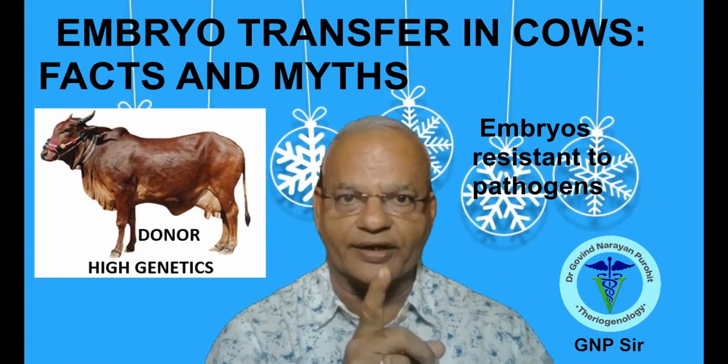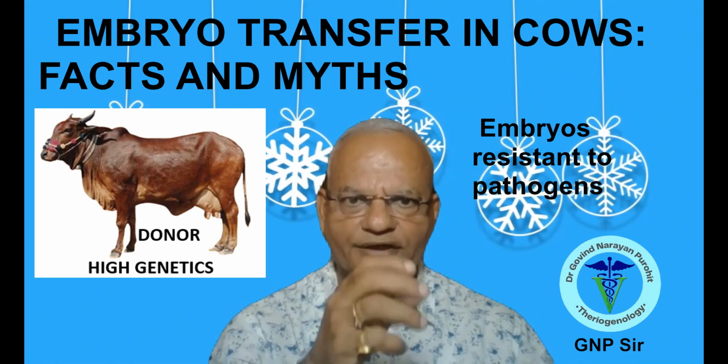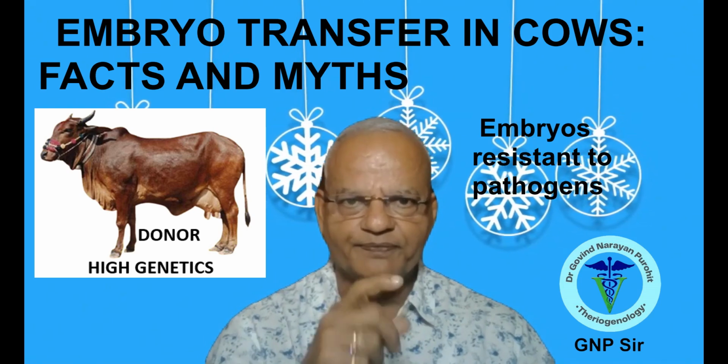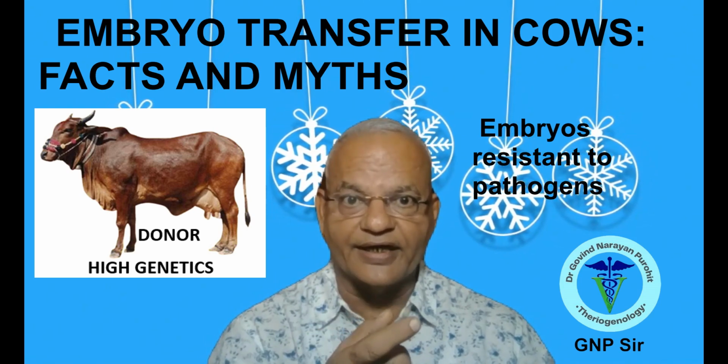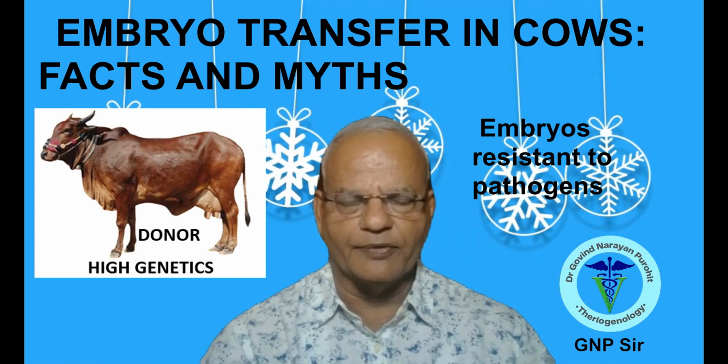Again, you have to understand that embryo transfer is done when you have a duo of a high genetic merit donor cow and a very high genetic merit bull, and you want to take many progenies from this donor. Then you can go in for embryo transfer.